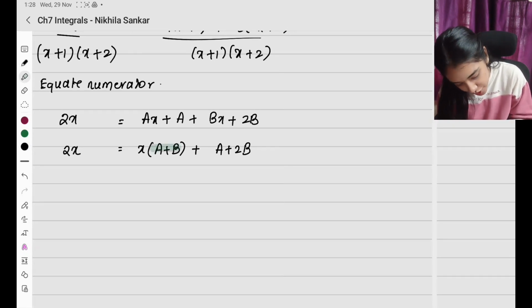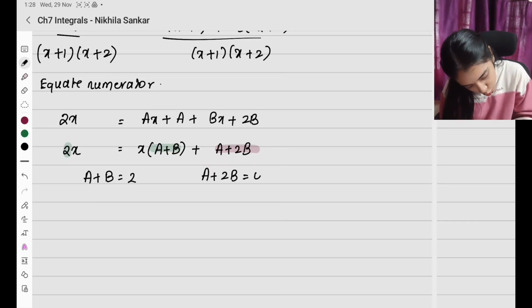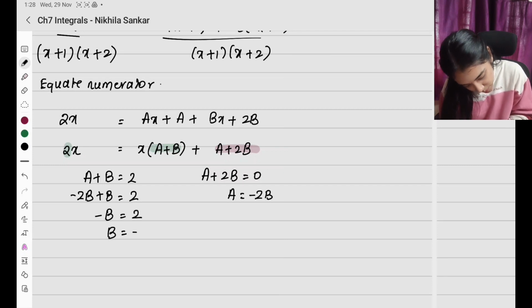So when I equate the coefficients, a plus b equals 2. இந்த இடத்துல a plus 2b க்கு எதுவுமே கிடையாது. So it is going to be 0. So I have a plus b equals 2 and I have a plus 2b equals 0. So a equals minus 2b போட்டா I have minus 2b plus b equals 2. So minus b equals 2, b equals minus 2.